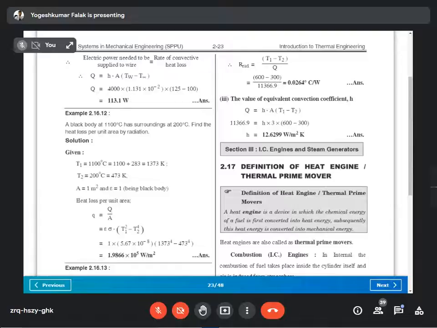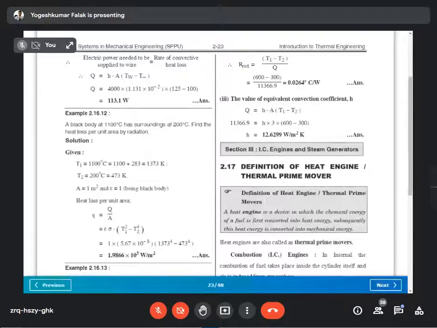So you can say that the heat loss per unit area, Q by A, is equal to sigma into T1 raised to 4 minus T2 raised to 4. ये फार्मूला यहाँ पे गलत हुआ है, so kindly note. So 1 into 5.67 into 10 raised to minus 8, and 1373 raised to 4 minus 473 raised to 4. So calculate that, you get the same answer or some different answer. It is 1.9866 into 10 raised to 5 watt per meter square.